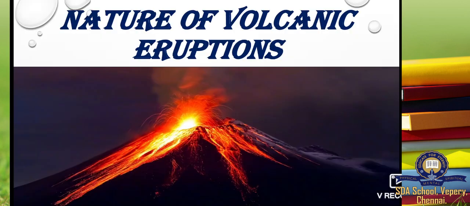Next, we'll see about the nature of volcanic eruptions. Sometimes magma rises slowly to the surface and spreads over a vast area. This is known as fissure eruption. Some plateaus and plains have been formed in this way. Example, the Deccan Plateau in India and the Columbia Plateau in North America.